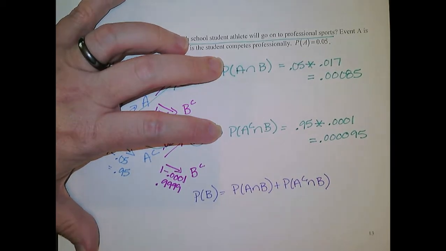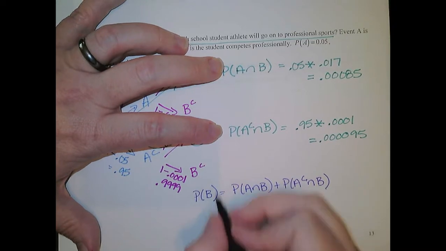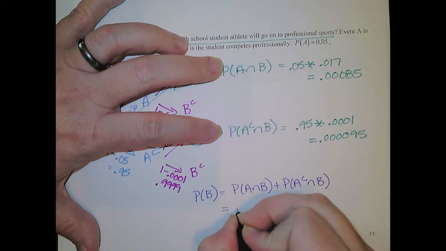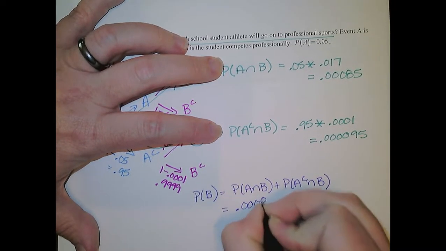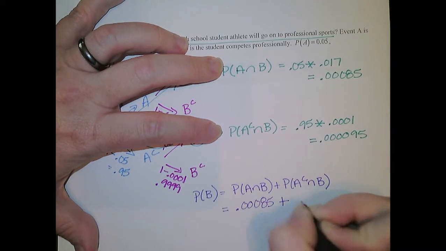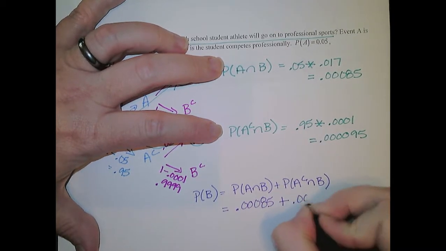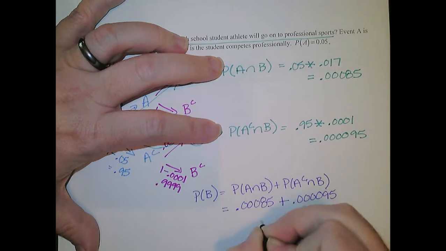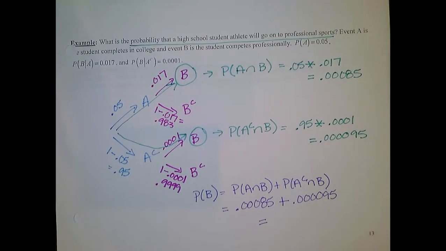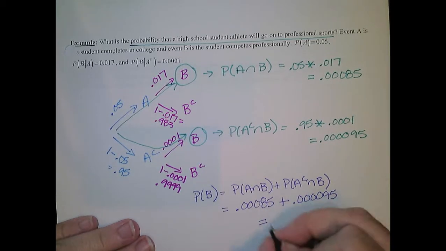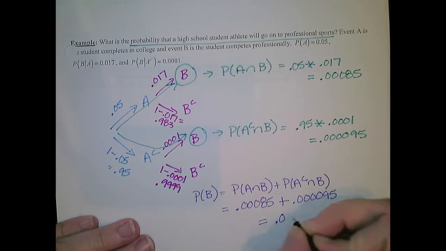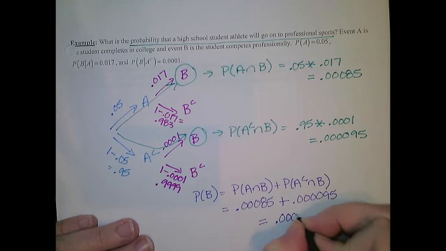So the probability that they will end up playing professionally is 0.00085 plus 0.000095, which means that regardless of whether or not the student plays in college, their chance of playing professionally is 0.000945.